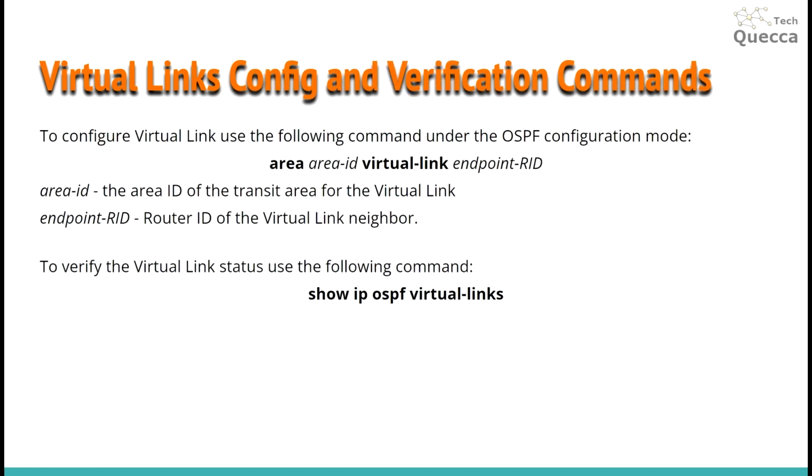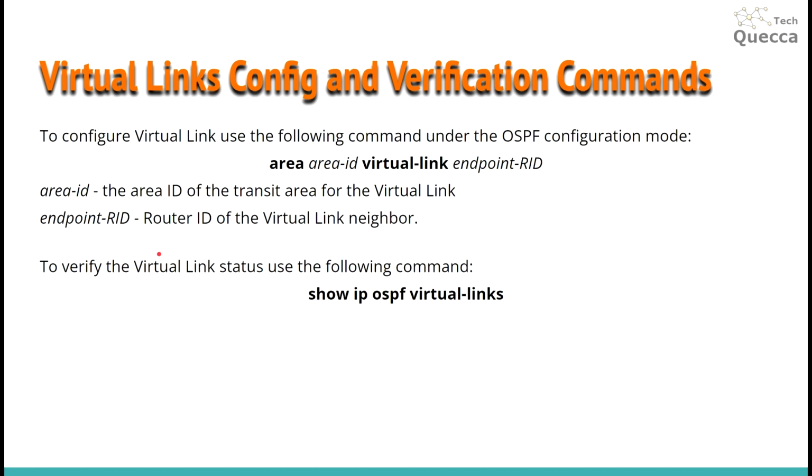So how to configure a virtual link? To do this, you need to use the command under the OSPF configuration mode: area ID virtual-link endpoint router ID. In this case, area ID is the area ID of the transit area, or the area through which your virtual link runs. And endpoint router ID is the router ID of the virtual link neighbor, the neighbor router to which you connect your virtual link.